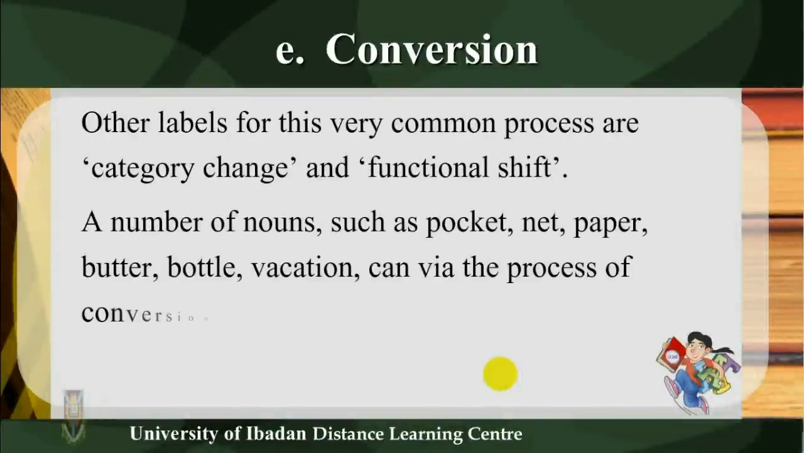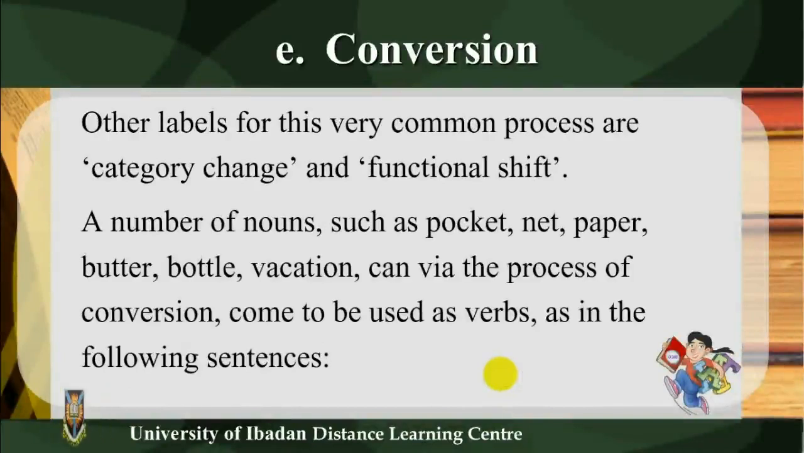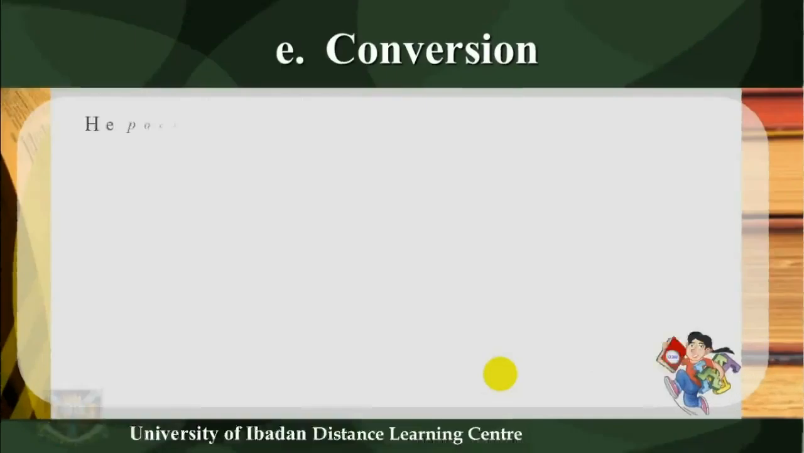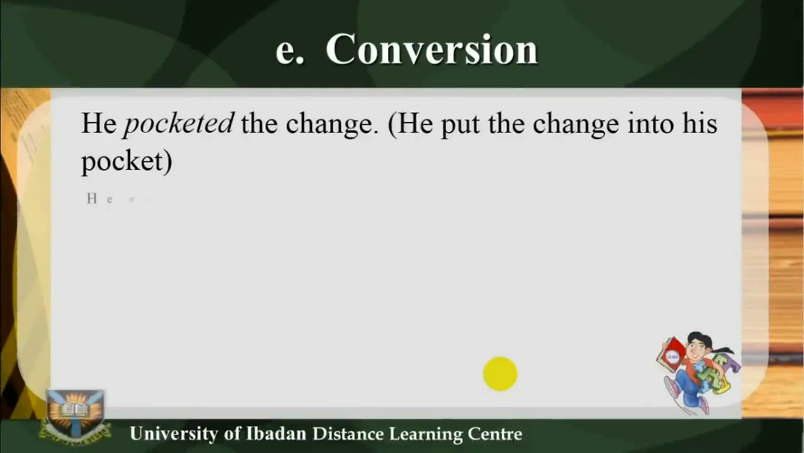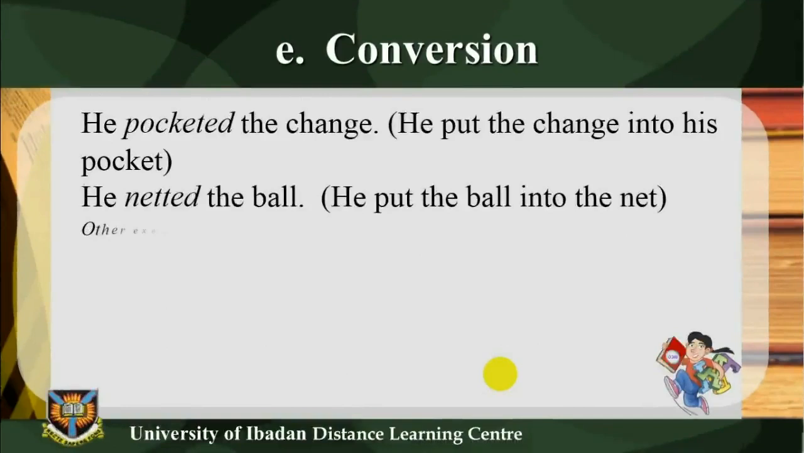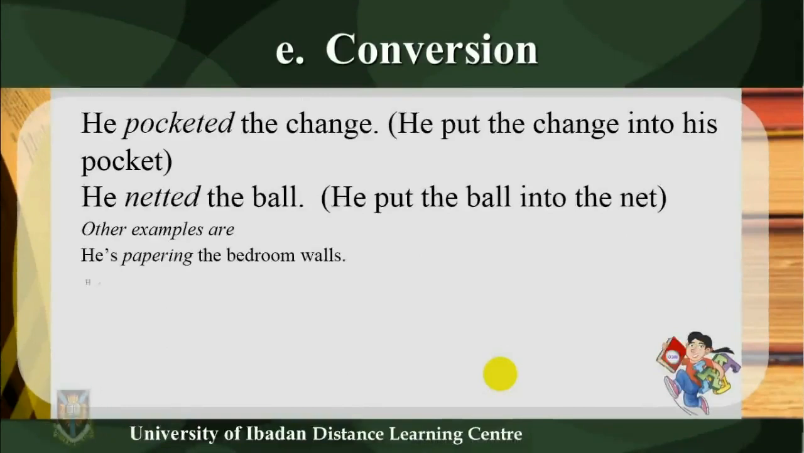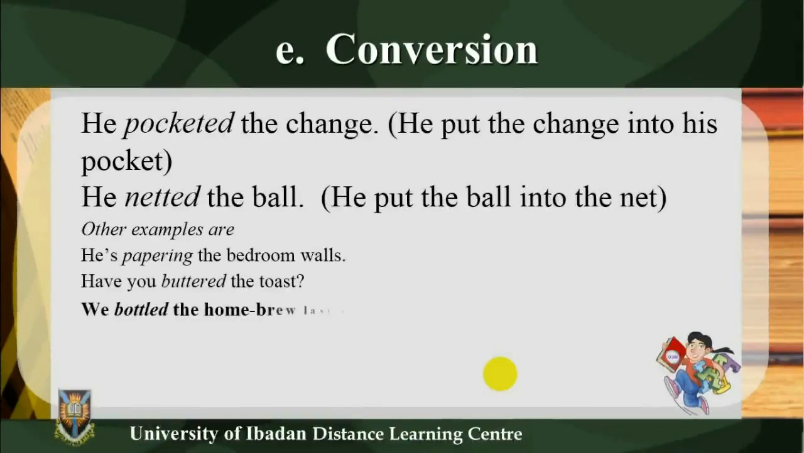A number of nouns such as pocket, net, paper, butter, bottle, vacation can, through the process of conversion, come to be used as verbs, as in the following sentences. 1. He pocketed the change. He put the change into his pocket. He netted the ball. He put the ball into the net. Other examples are: She is papering the bedroom walls. Have you buttered the toast? We bottled the home brew last night.